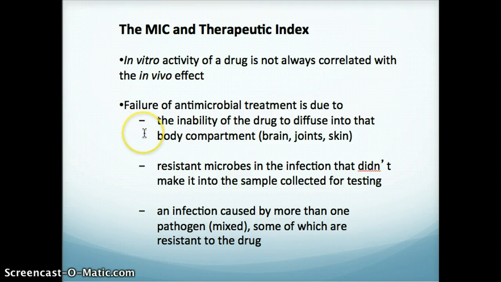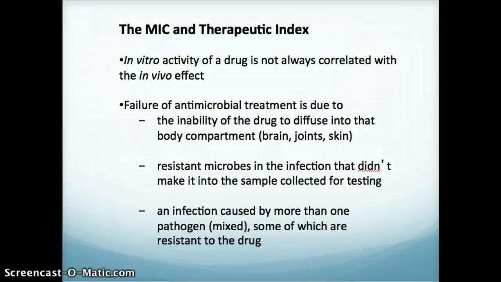It may be the inability of that drug to get to the area that it needs to be to fight the infection. It could be that resistant microbes of the infection didn't make it into our sample that we collected for testing. And it also could be that the infection is caused by more than one pathogen. So what we had isolated and used in the lab may not be what is actually causing it in the body, and it may be resistant to the drug.